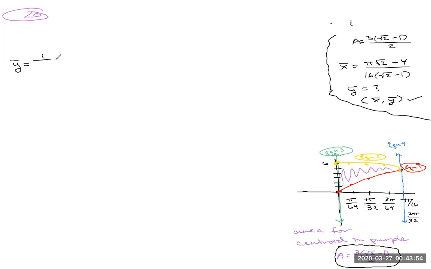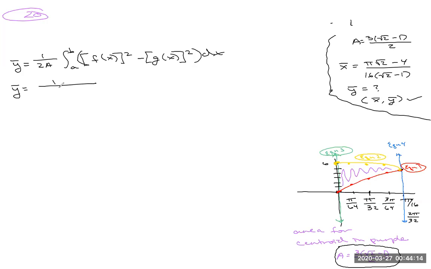Essentially, remember that was 1 over 2a times the integral from a to b of f of x, the quantity squared, minus g of x, the quantity squared, dx. So y bar is 1 over 2 times 3 times this quantity divided by 2, and then we have 0 to pi over 16. Remember, your top function was equation 2, which was 6 cosine of 4x.